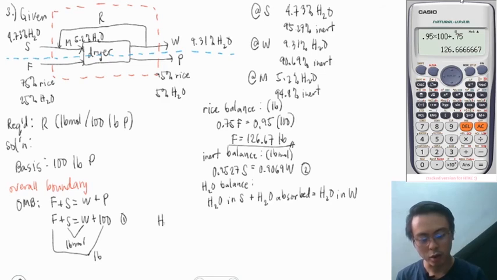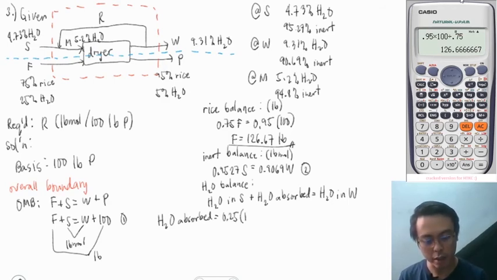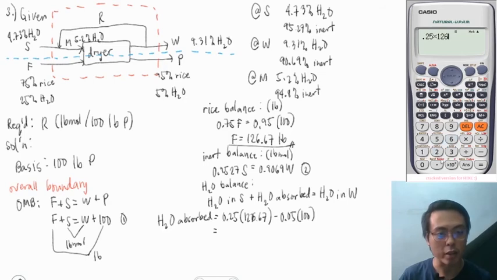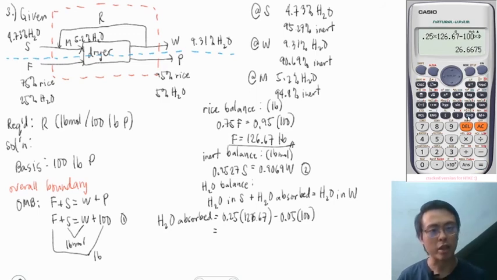So the amount of water absorbed is equal to the water in F, that is 0.25 times F, 126.67, minus the water in P, 5% of 100. Let's calculate how much water was absorbed. 0.25 times 126.67 minus 100 times 0.05 is 26.67. The unit is pounds of water absorbed.